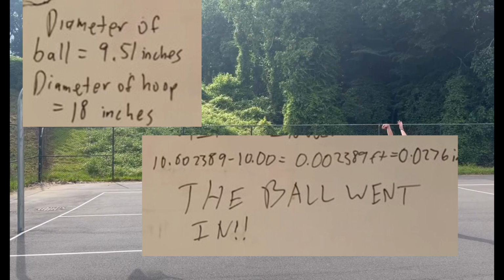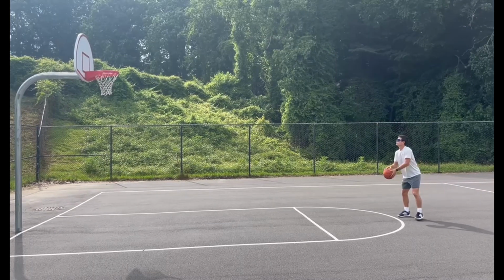Since the absolute farthest away the ball can be from the basket at 23 feet and 9 inches is 0.0023 feet, or 0.0276 inches above the rim, and the diameter of a basketball is 9.51 inches, we can guarantee that the ball goes in the hoop. Green.